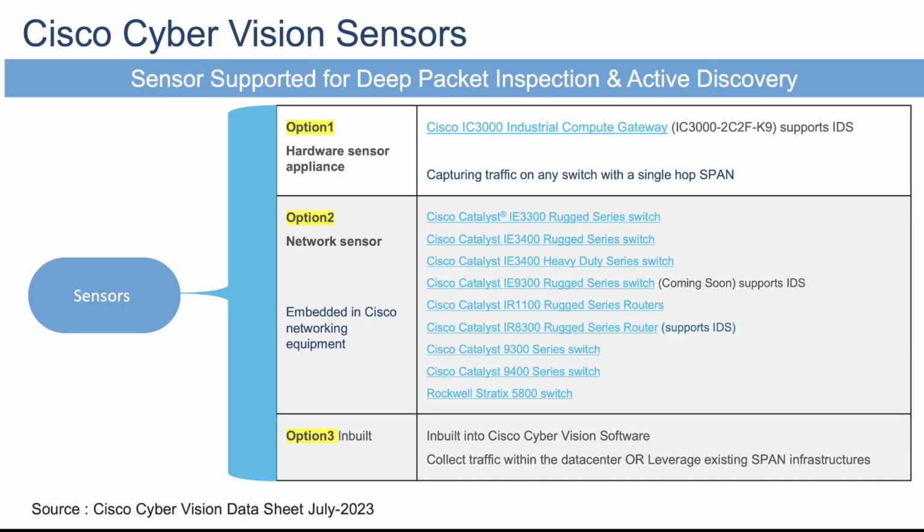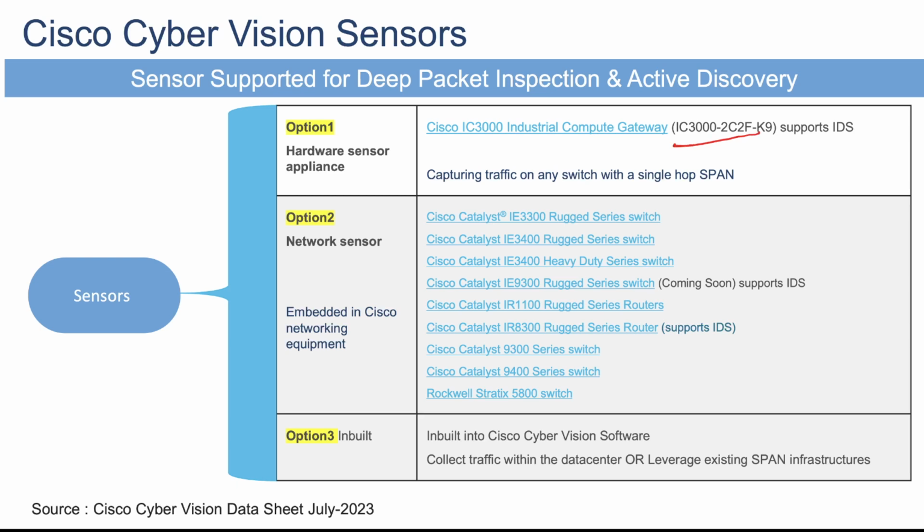So Cisco CyberVision, this is as per the data sheet of July 2023. We have three options. The first option is a hardware appliance. This is a dedicated IC3000 appliance, and it can capture all the traffic normally with a single hop of the infrastructure. So this is option number one.